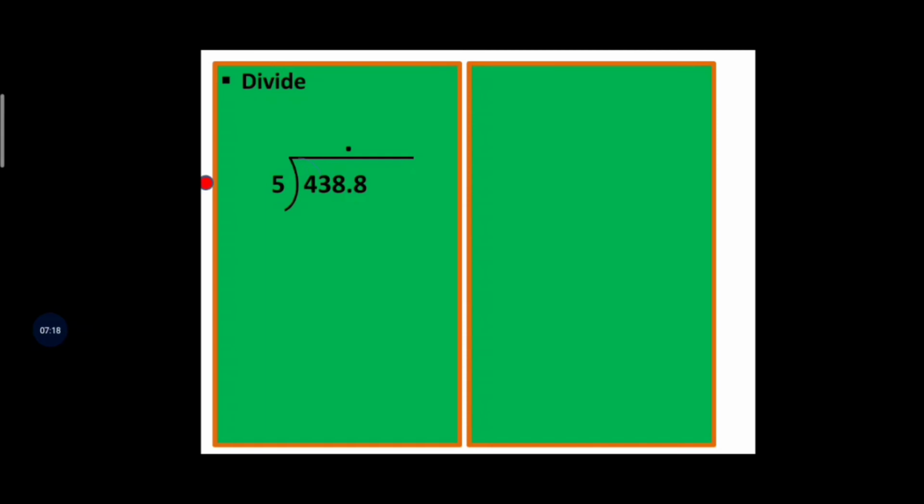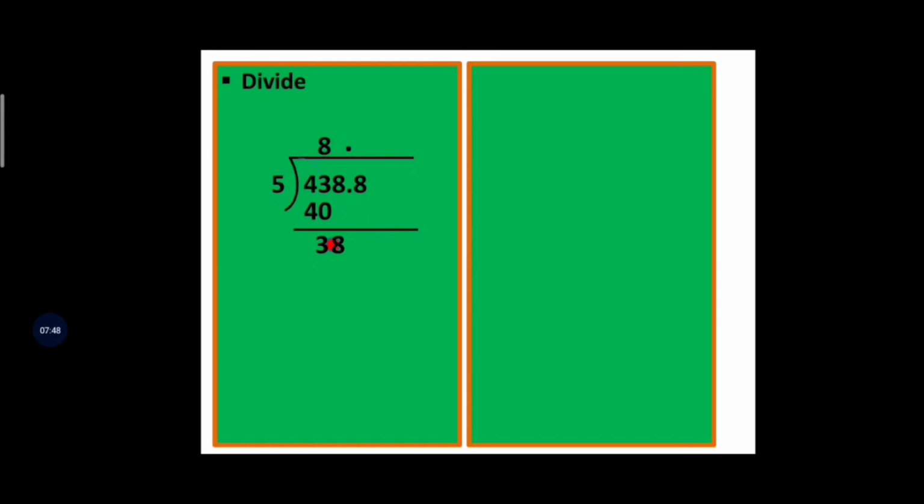Then, we are going to divide now 43 divided by 5. It gives the quotient of 8. Then, 8 times 5 equals 40. Okay, lagay natin dyan. Then, after that, we are going to subtract 43 minus 40 equals 3. Then, ibababa natin yung 8. So, nagiging 38 na siya.